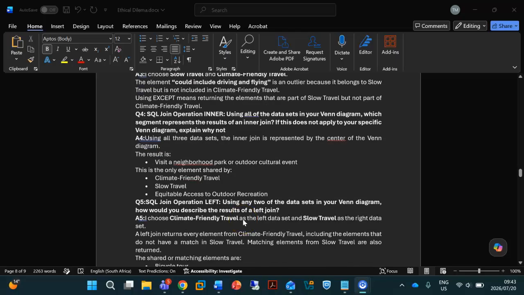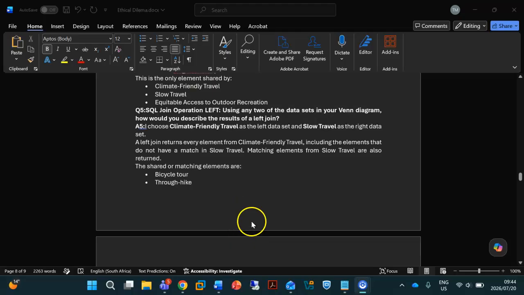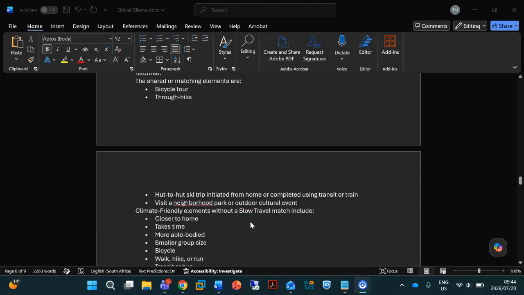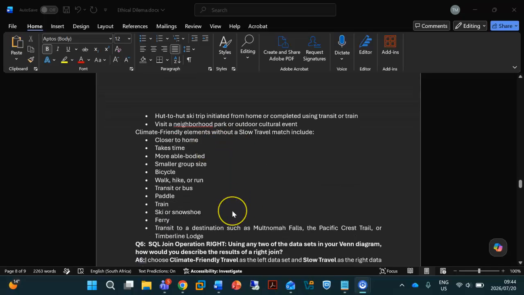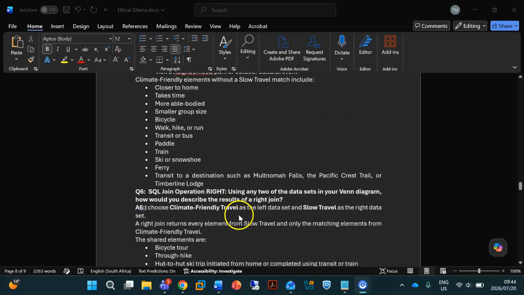Then moving on to question number 5. Using any two of the data sets in your Venn diagram, how would you describe the results of a left join? For this I chose climate friendly travel as the left data set and slow travel as the right data set. A left join returns every element from climate friendly travel, including the elements that do not have a matching slow travel element. Matching elements from slow travel are also retained. The shared or matching elements will be bicycle tour, hike, hard ski, and visit a friendly neighborhood. For climate friendly without slow travel, they will be close to home, takes time, just to mention a few, because it's quite a long list.